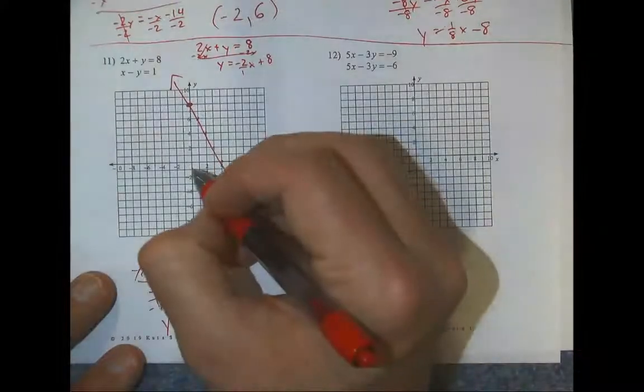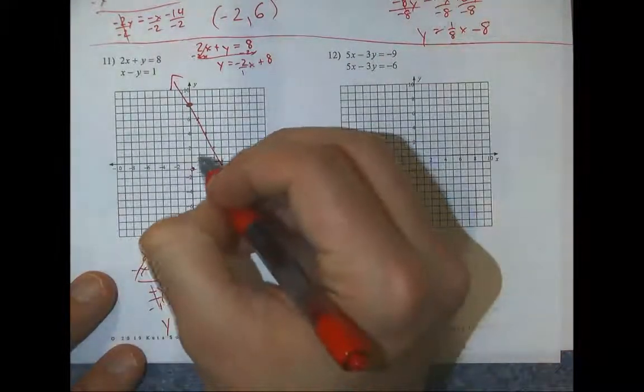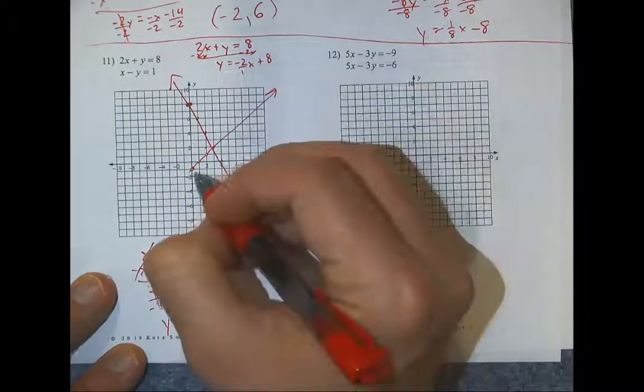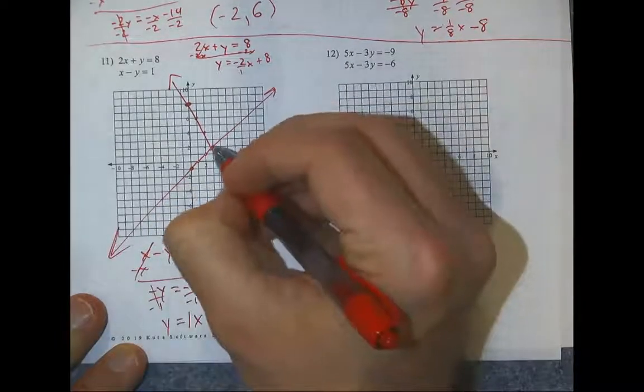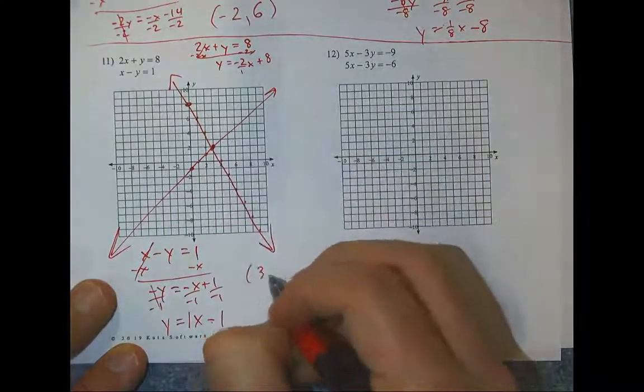So my intercept's negative 1. My slope is 1. That's up 1 over 1. And there's my intersection right there. For this exercise, we don't care about the rest of the graph. We're just looking at that, and that is 3, 2.